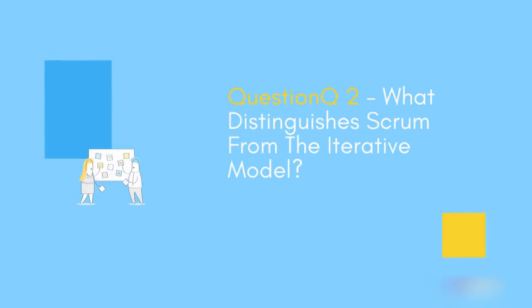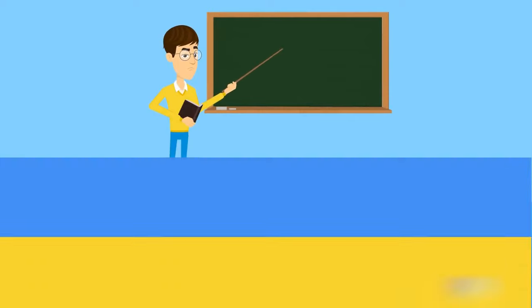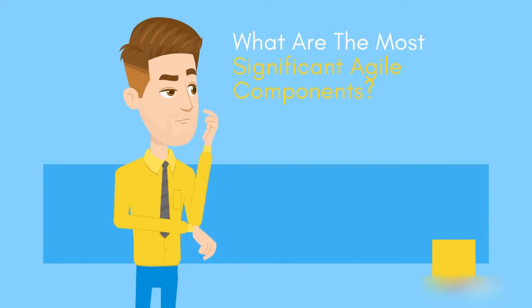Question 2. What distinguishes Scrum from the iterative model? Scrum is not merely an iterative approach, but an iterative plus incremental model. What are the most significant Agile components?